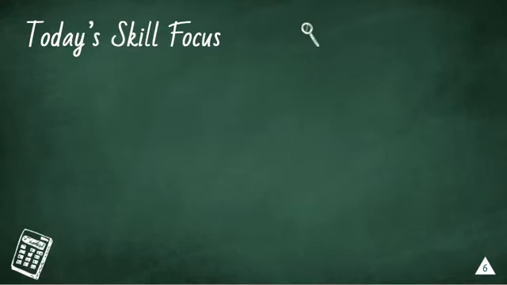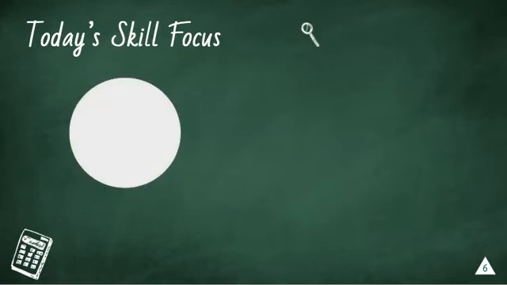Now, today's skill focus, let's do some practice. This circle shows us one whole. I could write it as the numeral 1, or I could write it as the fraction 1/1. That means this circle is made out of one part, and I am talking about one part.